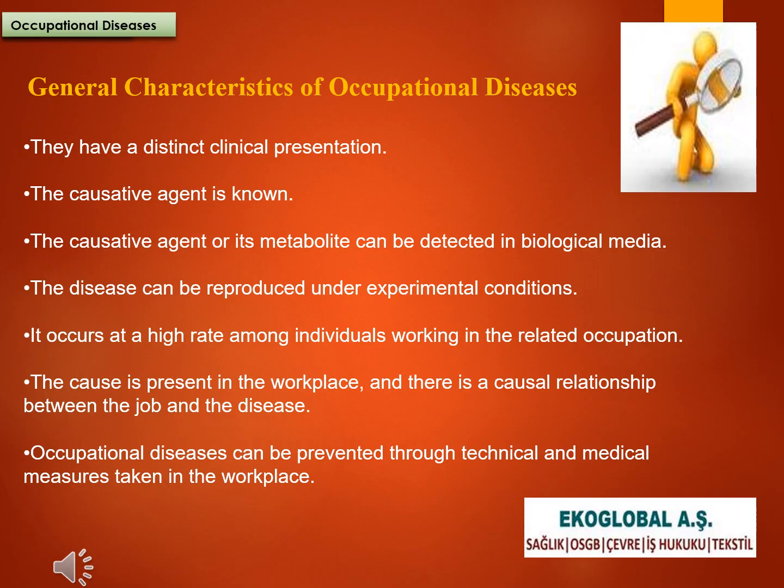Occupational diseases have well-defined characteristics. They present with a specific clinical pattern, and their causative agents are identifiable, often detectable in biological samples. These conditions can be replicated in experimental settings and occur at higher rates among individuals in certain professions. Crucially, there is a clear causal link between workplace conditions and the illness. With appropriate technical and medical measures implemented at the workplace, most occupational diseases can be effectively prevented.